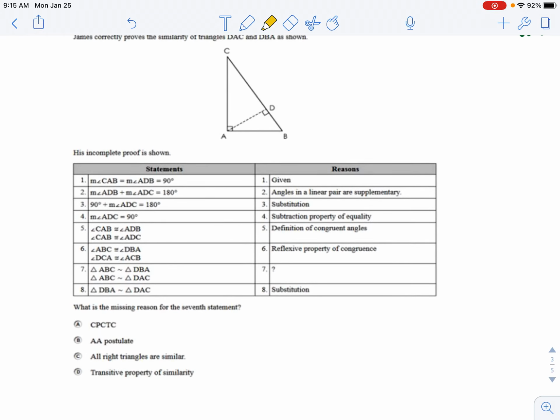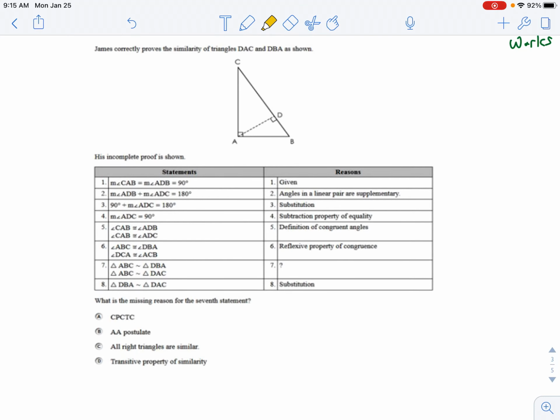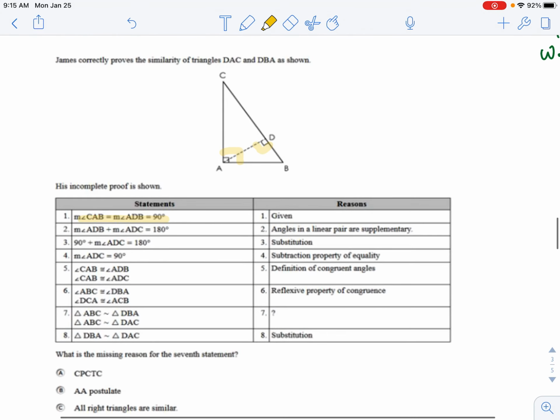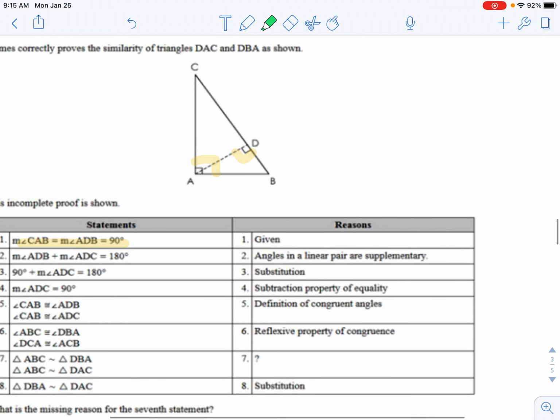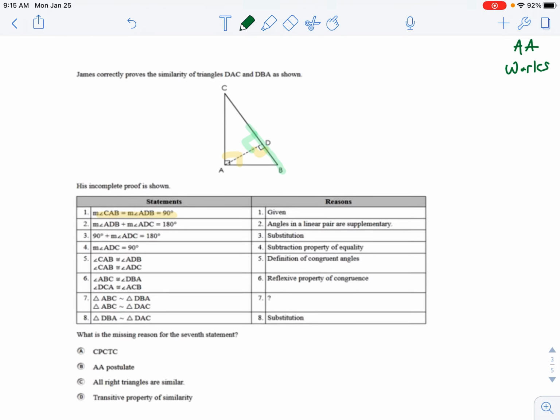All right, so this is very, very lengthy. I stole this from the AIR test, and that's why I want to talk about it. It's basically saying CAB and ADB are right angles. The measures of ADB and ADC add to 180 degrees, so that's going to force this to be a right angle.